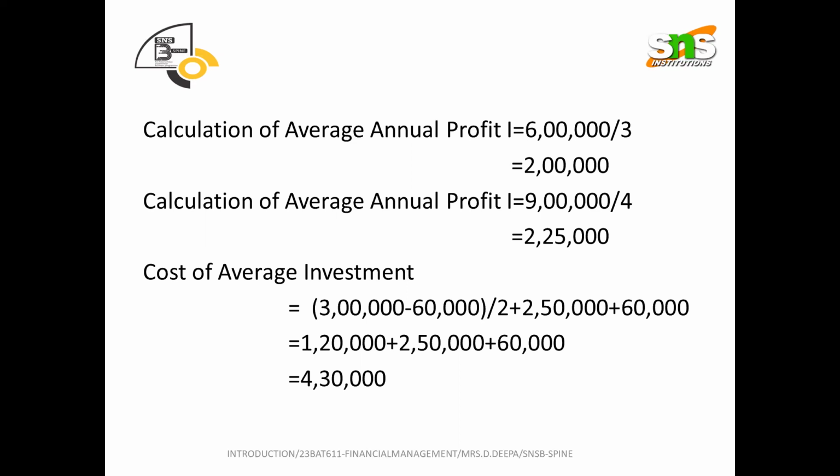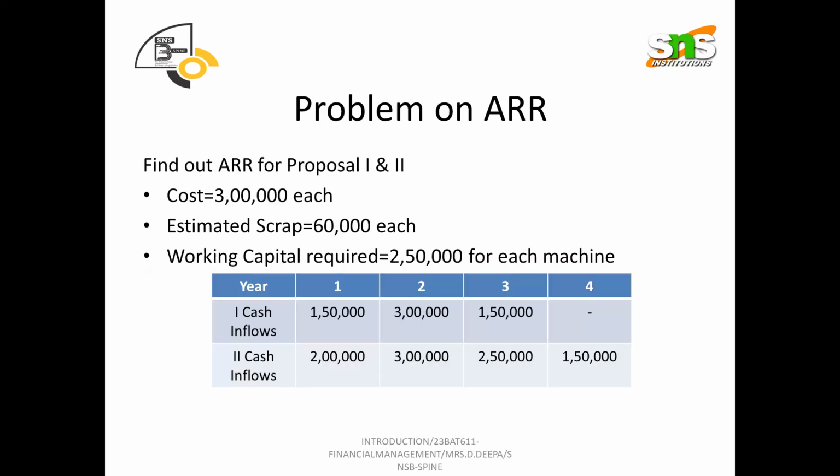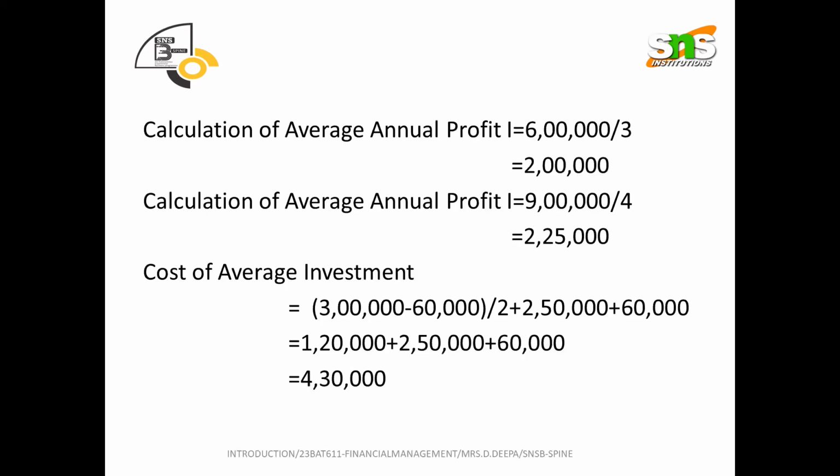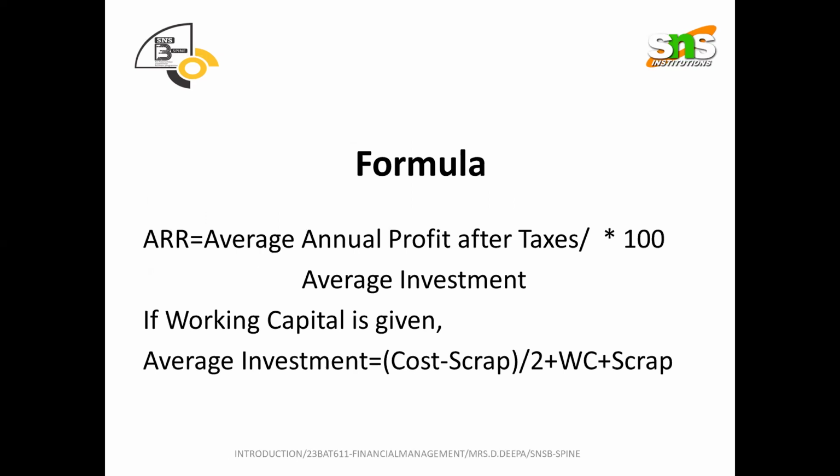For the second proposal, again add all these cash inflows: 2 lakhs plus 3 lakhs plus 2,50,000 plus 1,50,000. By adding all these and dividing by 4, since it is for 4 years, you'll get 2,25,000. So the numerator part is done, the average annual profit after taxes.